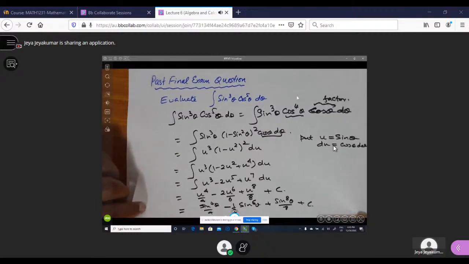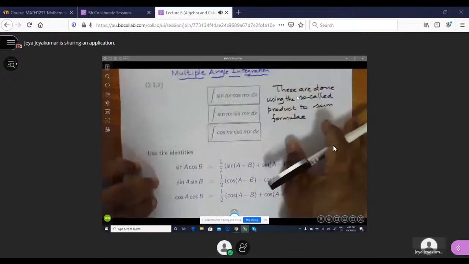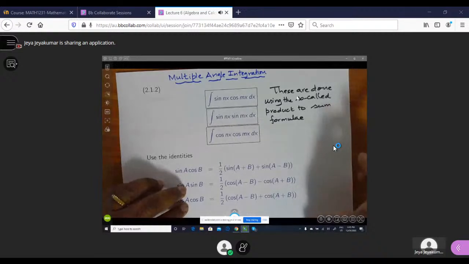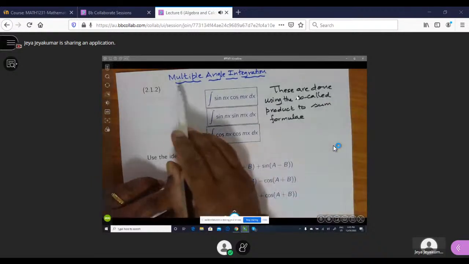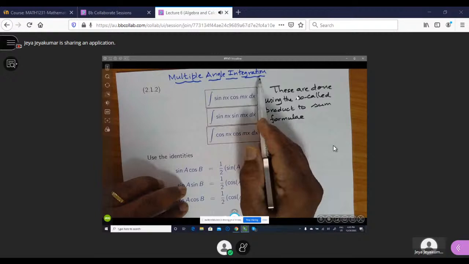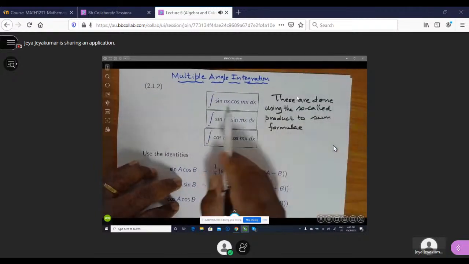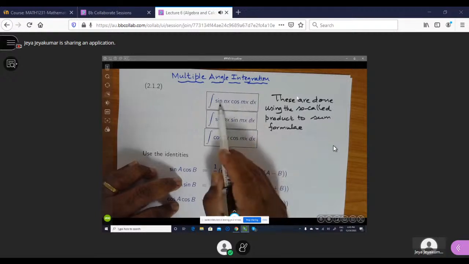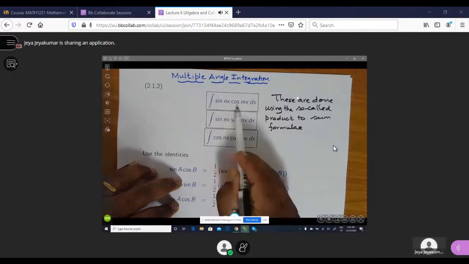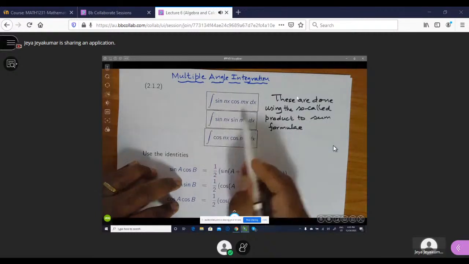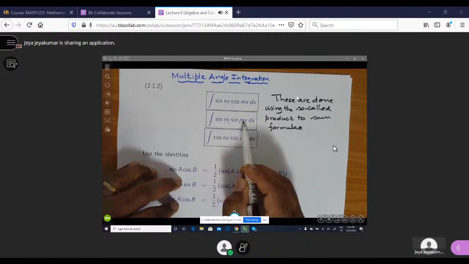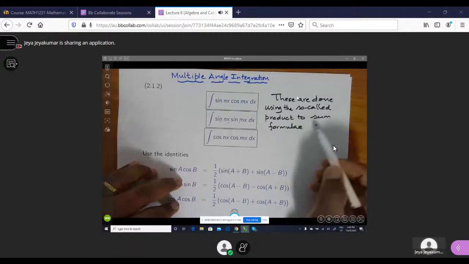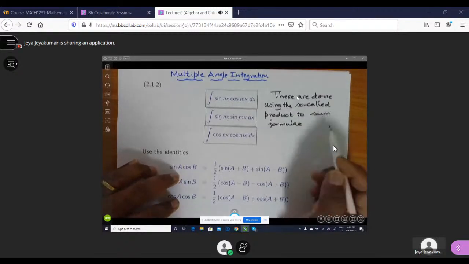Now, what about multiple angle integration? Let's look at it. These are integrals of the form sine n x times cosine m x. Say n equals 2, m equals 3: you have integrals of the type sine 2x times cosine 3x, or sine 2x times sine 3x and so on. These are done using the so-called product to sum formulas. Remember the product to sum formulas? I've written them down here.